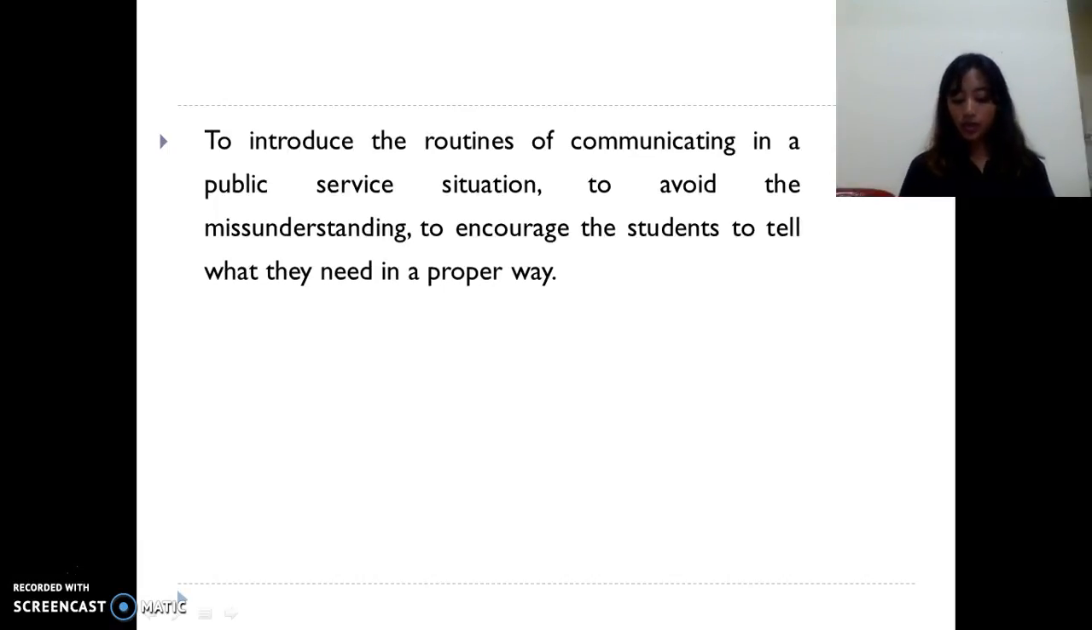This teacher used certain techniques to introduce the routine of communicating in a public service situation to the students. She also wants to avoid misunderstanding while communicating in a public service situation. And the important thing is that she wants to encourage the students to tell what they need in a proper way.